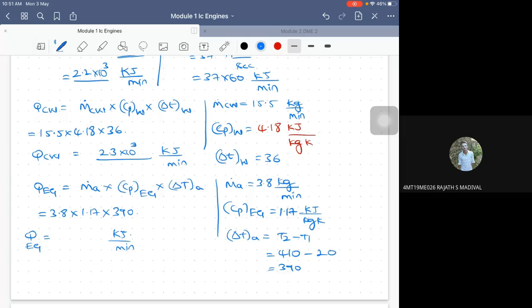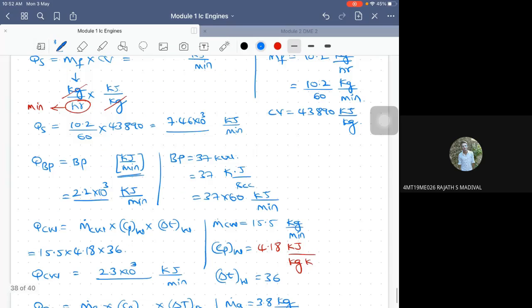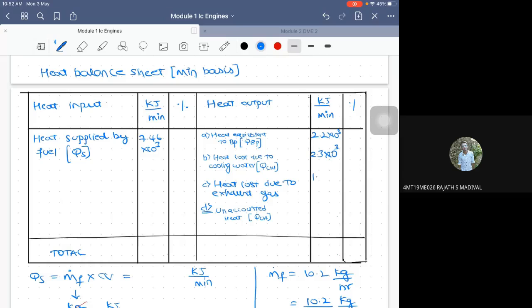Okay, it is 1.73 into 10 to the power of 3. Kilo is already there. So I would take it as 1.73 into 10 to the power of 3.